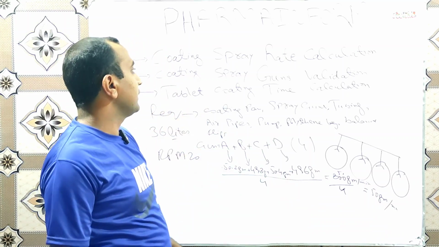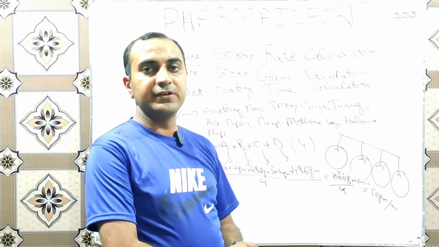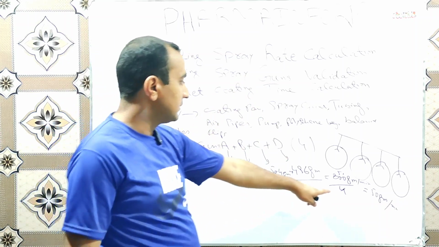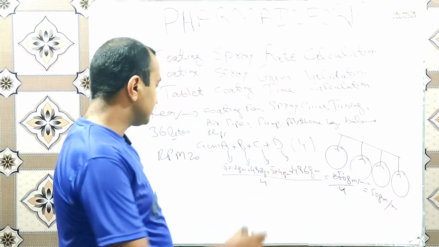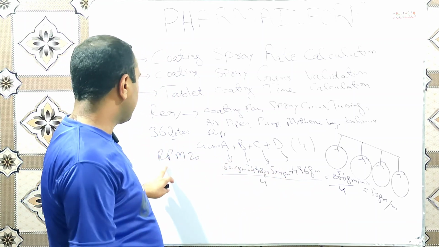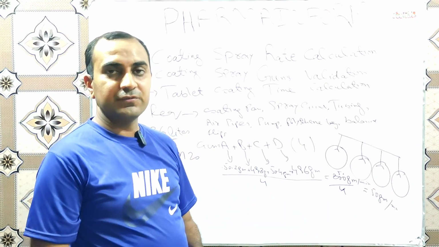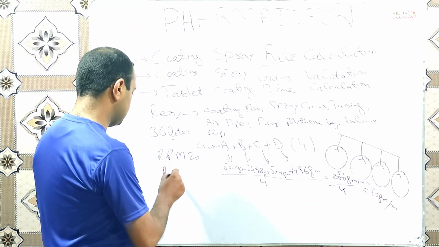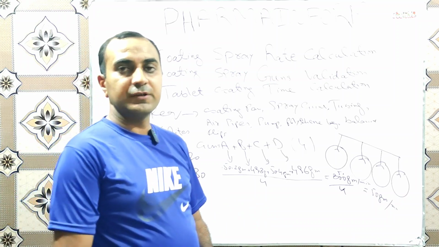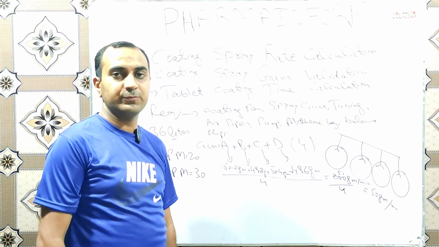The next one is spray guns validation, meaning how we can validate our spray rate at different RPMs. The method is very simple. We will proceed with this calculation. The value is 50 gram per minute at 20 RPM. Suppose we increase the RPM to 30. Meaning at peristaltic pump RPM 30 we want to validate or calculate our spray rate.